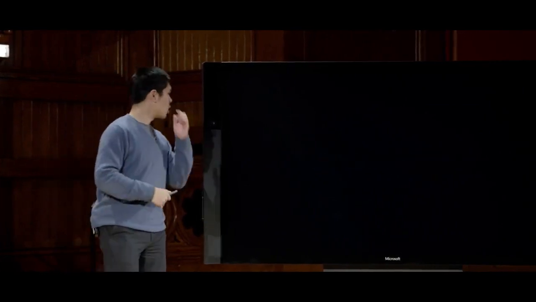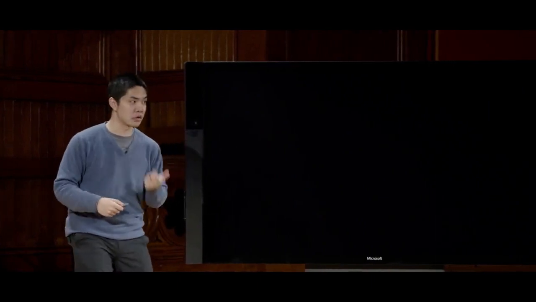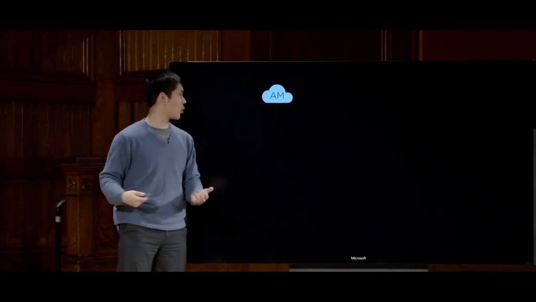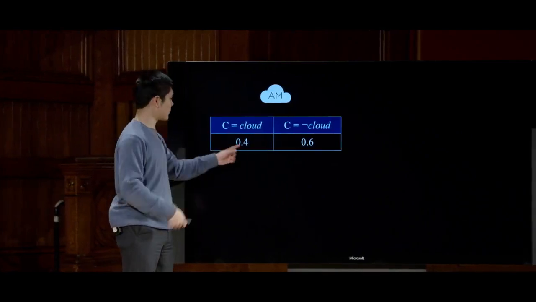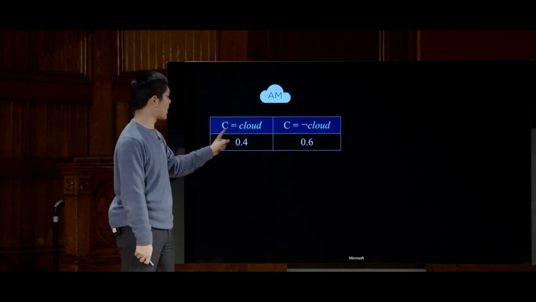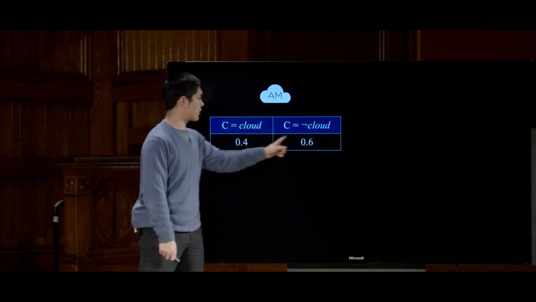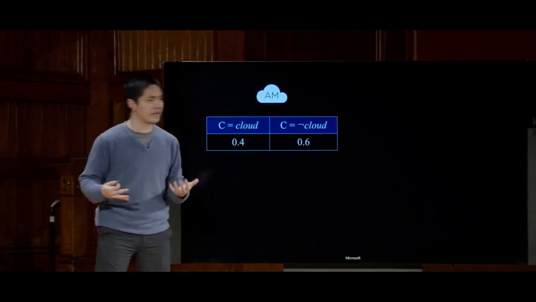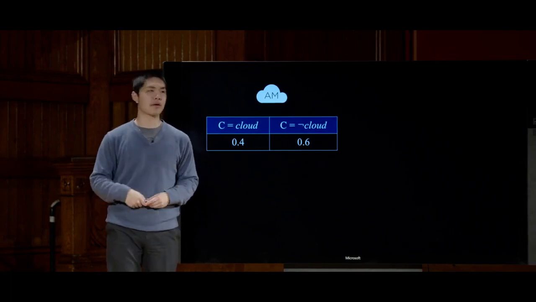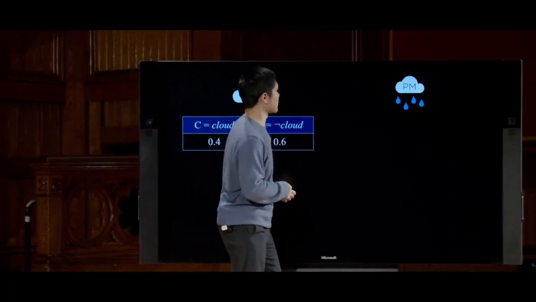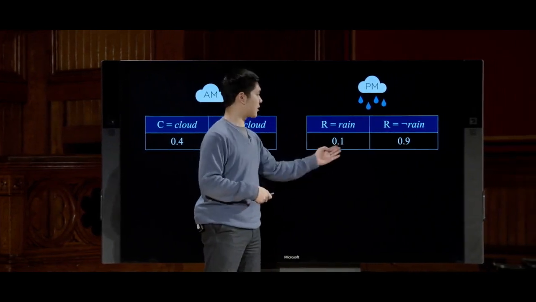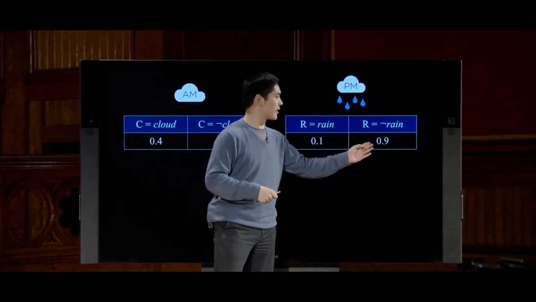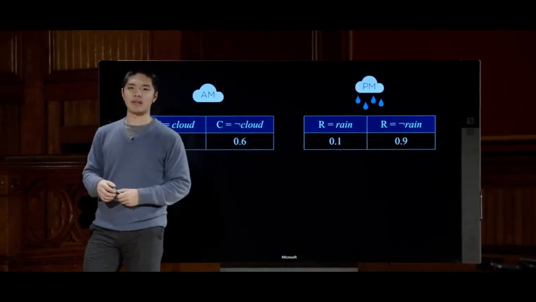And so what do we mean by this? Well, for example, I might have probability distributions that look a little something like this. I want to know the probability distribution of clouds in the morning. And that distribution looks like this. 40% of the time, C, which is my random variable here, is equal to cloudy. And 60% of the time, it's not cloudy. So here is just a simple probability distribution that is effectively telling me that 40% of the time, it's cloudy. I might also have a probability distribution for rain in the afternoon, where with probability 0.1, it is raining in the afternoon, and with probability 0.9, it is not raining in the afternoon.